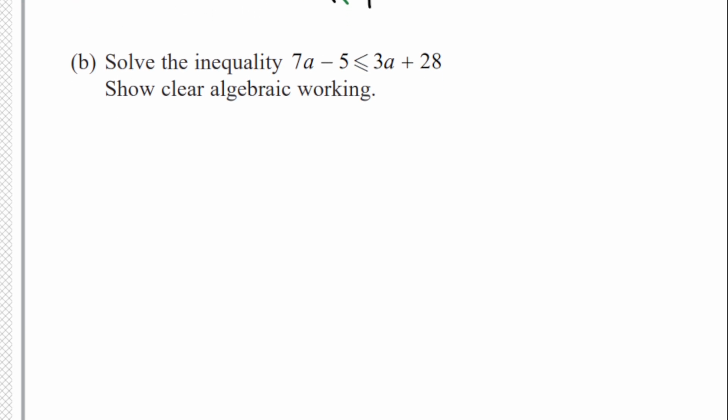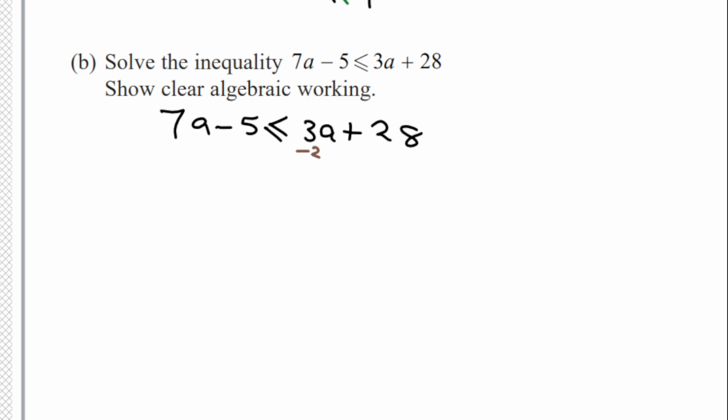The second part says solve this inequality. Let's write it down. 7a minus 5 is less than or equals to 3a plus 28. You need to have all the a's on one side and the numbers on the other side.